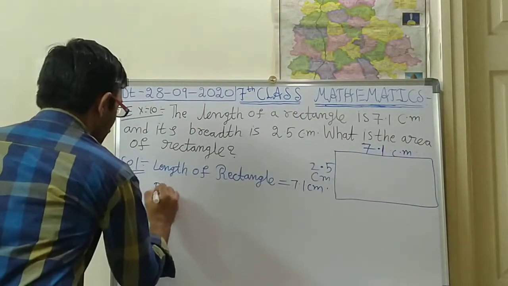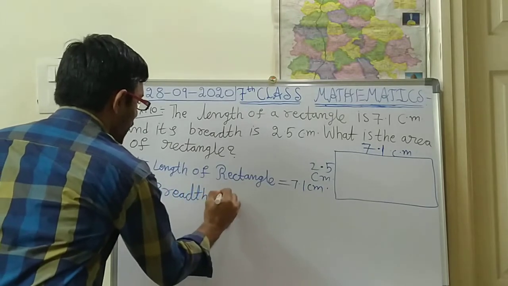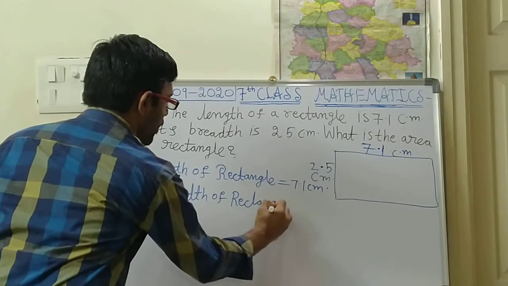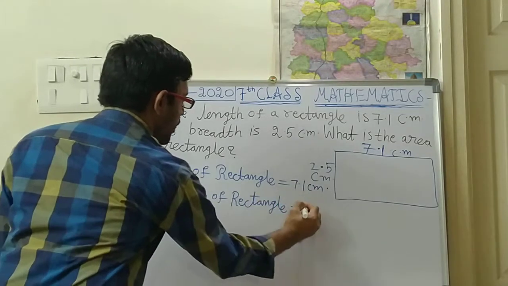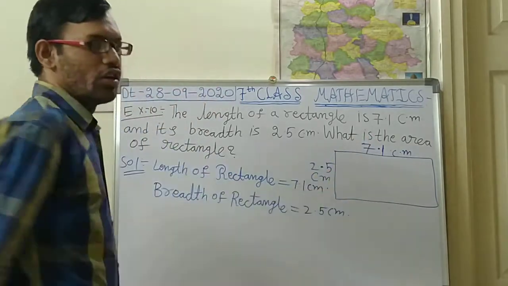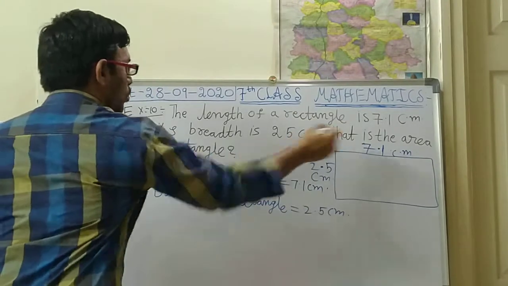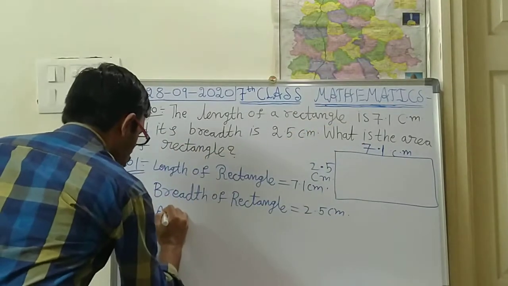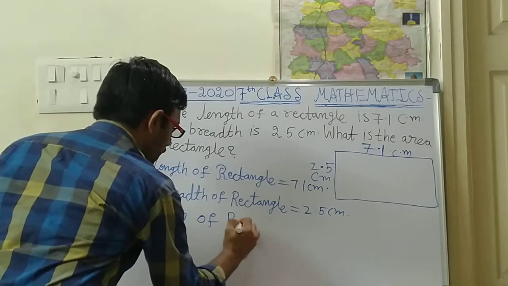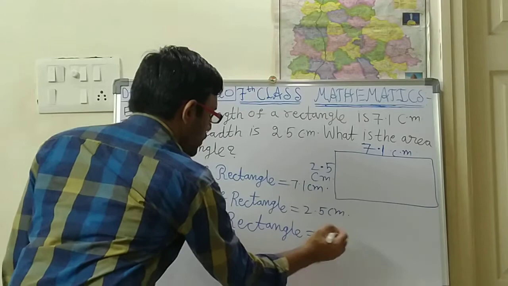Next, breadth. B-R-E-A-D-T-H. Breadth of rectangle is equal to 2.5 centimeters. Okay, next, what he asked: what is the area of rectangle? So, area of rectangle. Area of rectangle is how much?